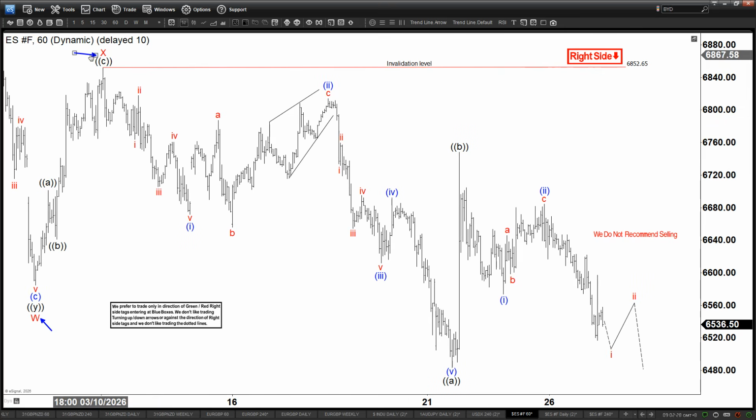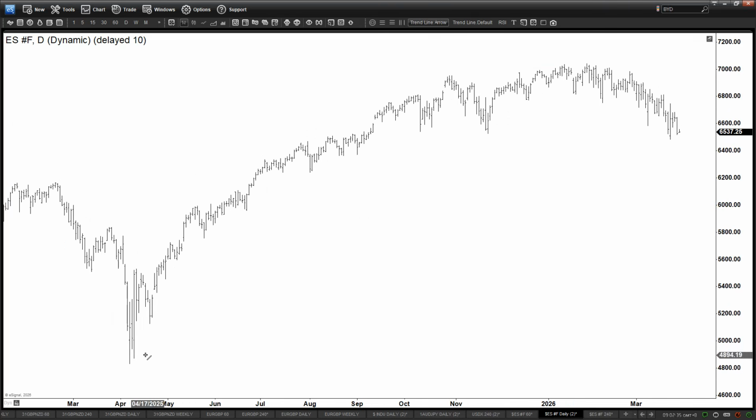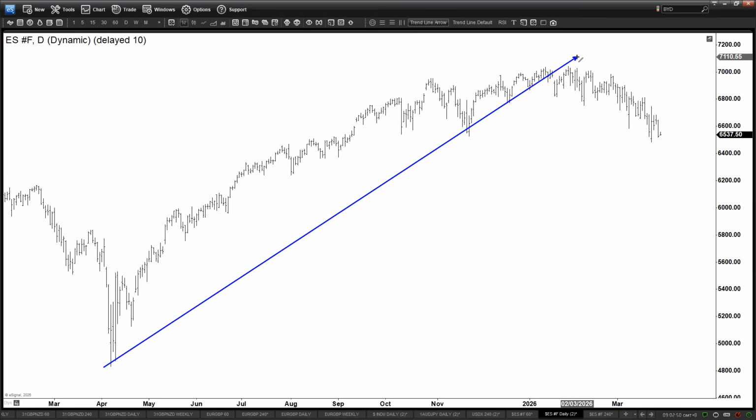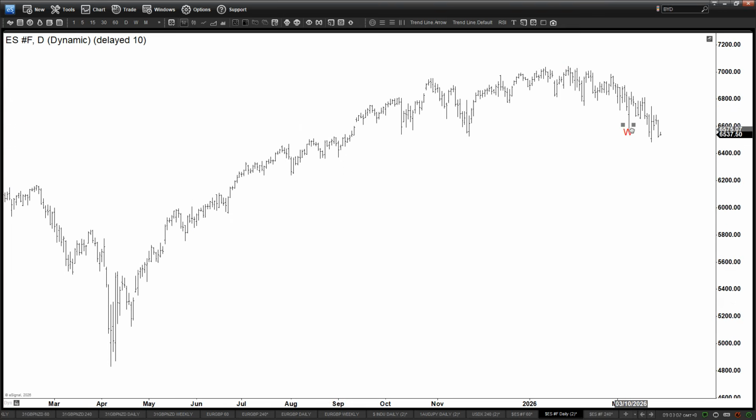So let me zoom out to give you some ideas where we are. Here is the daily time frame. So we completed this entire rally that started from April 2025. So the current pullback here is, at the minimum, a correction against this entire rally from April 2025. So it's almost a year rally. Okay, so if we copy this W and the X, then the W and the X position is right here.